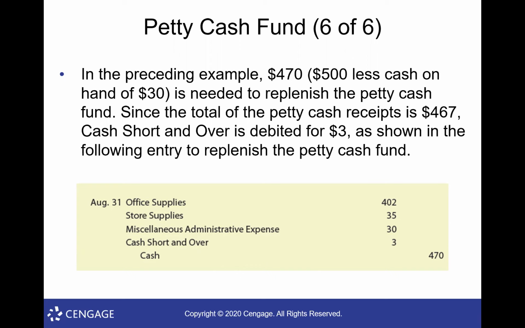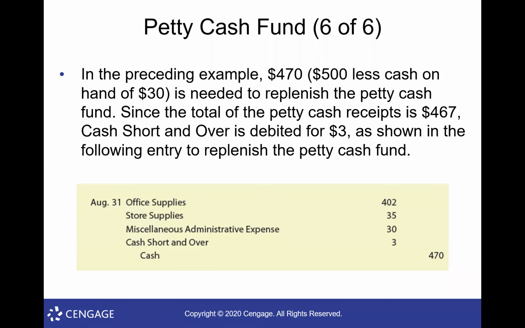So again, same idea. We're going to debit each of the accounts that we paid petty cash for, and then we're just going to credit cash. And then any difference is going to be a cash short or over, which again, at the end of the month, we will make that adjustment as either an expense or a revenue if we haven't reconciled that fully. Again, which side do I put it on? Well, just put it on the side that makes it balance. Don't let it confuse you too much. So if this side adds up to 467 and cash going down adds up to 470, then I have to put the $3 here to make it be 470 on the debit side.